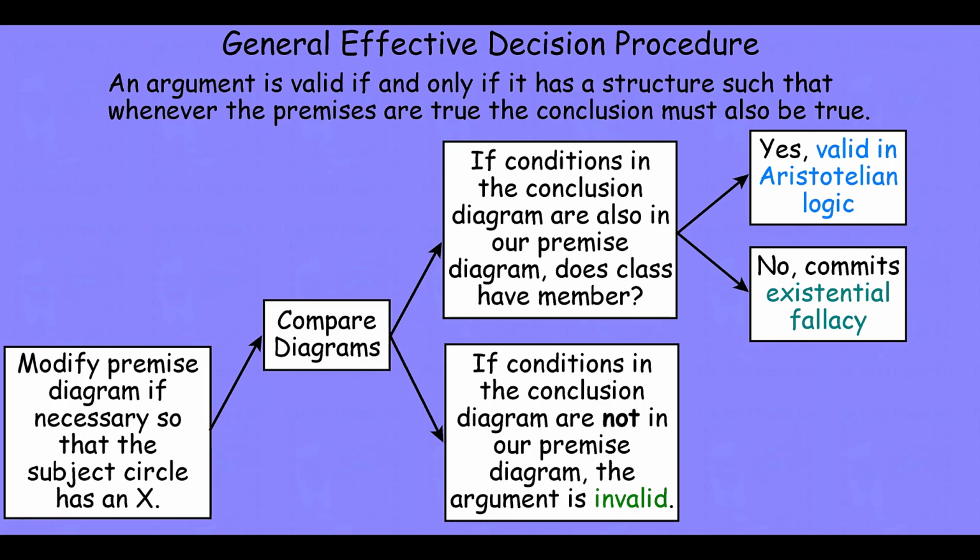In the next lecture module, we'll go through the details of how we have to alter our effective decision procedure to make it into this general effective decision procedure. Specifically, we'll look at how we have to change our subject class in our premise diagrams in order to test for Aristotelian validity when we find that the argument is not valid in Boolean logic.